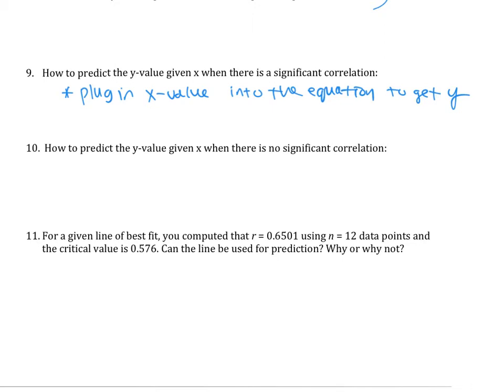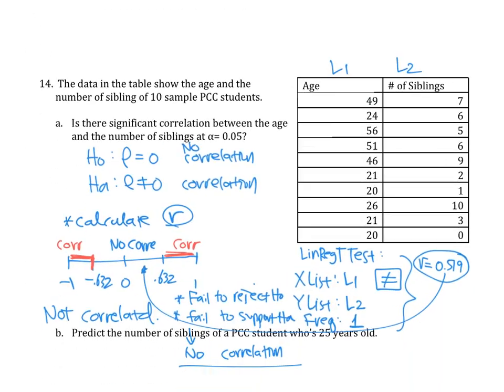So then how do we predict the y value when there is no significant correlation with x? Then x means nothing, basically. They're not even related, so basically use the average of all y values, right? Let's go back to the example we worked on. Sorry, we're going back and forth.